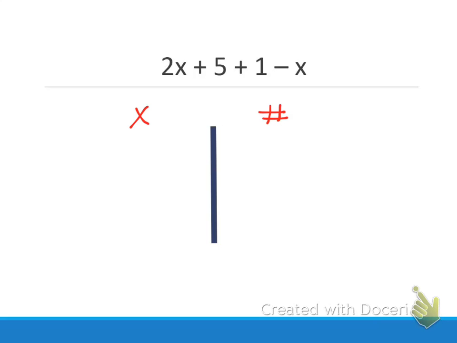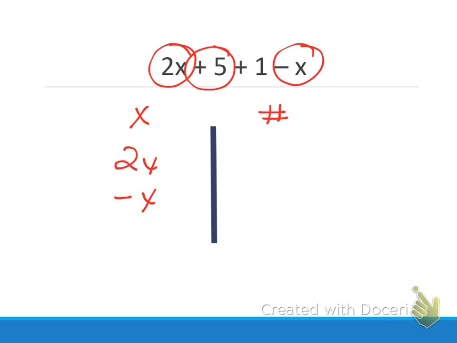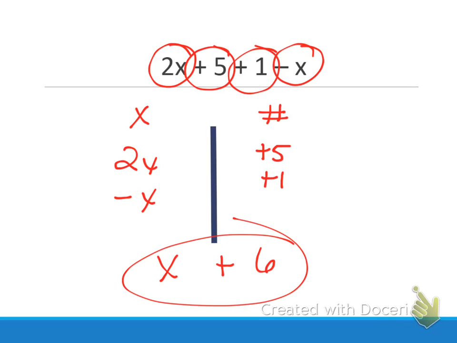All right, so who's in the X family? 2X and minus X. Don't forget the symbol in front. And in the number family, we have plus 5 and plus 1. Okay, so 2X, take away an X, leaves us with? X plus what? 6. So all of that simplified to X plus 6.